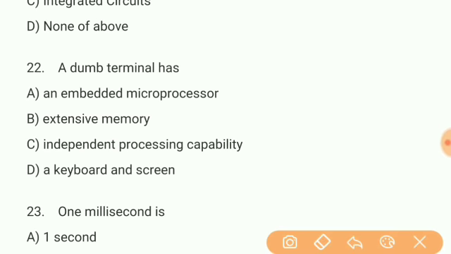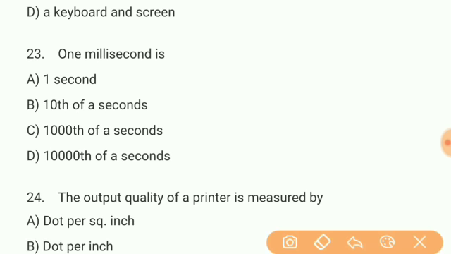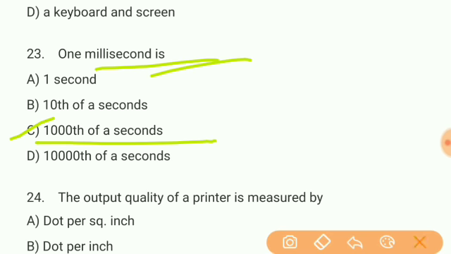Then, a dumb terminal has what? A dumb terminal has a keyboard and screen. Then, 1 millisecond is what? 1 millisecond is equal to, option C is the correct answer, one thousandth of a second. 1 millisecond is equal to one thousandth of a second.